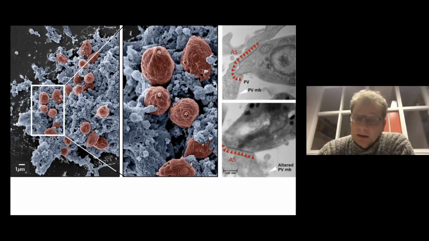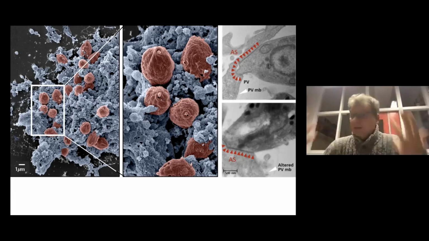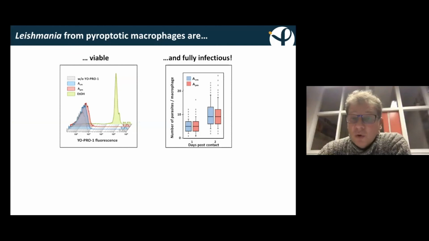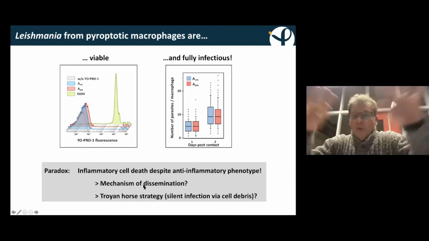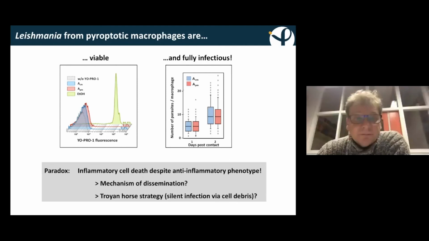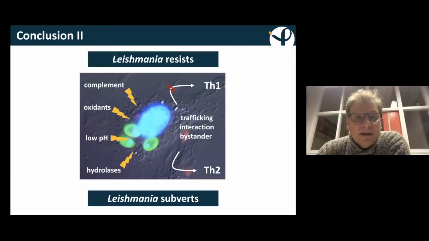It seemed that the parasites were not affected by the macrophage lysis at all. And as a matter of fact, we could show this in follow-up experiments. I'm not going to go into detail. I just tell you that the Leishmania is totally happily coming out from these dying macrophages. And we even believe that this kind of cell death may even help the parasite to disseminate and go into new macrophages. So I think this is the end.